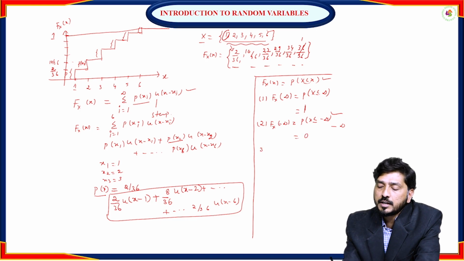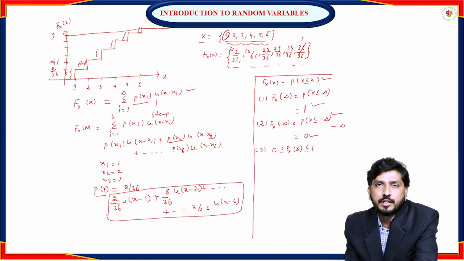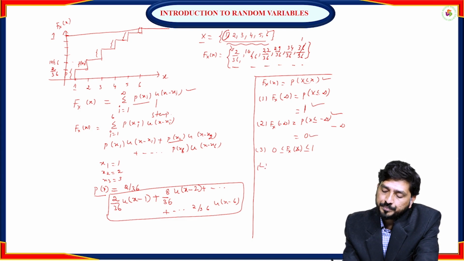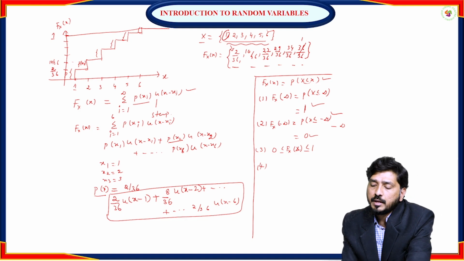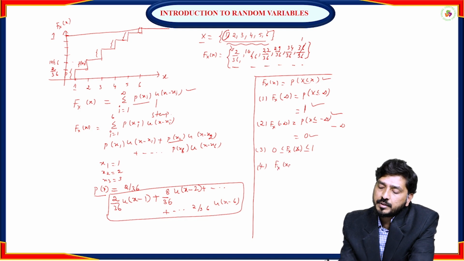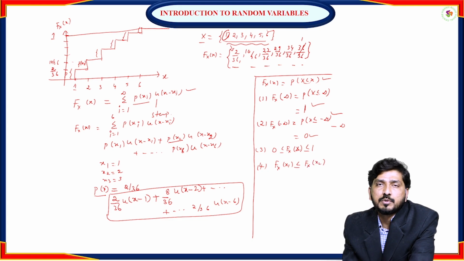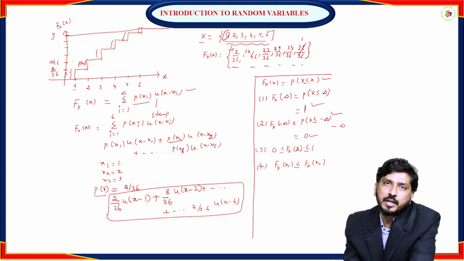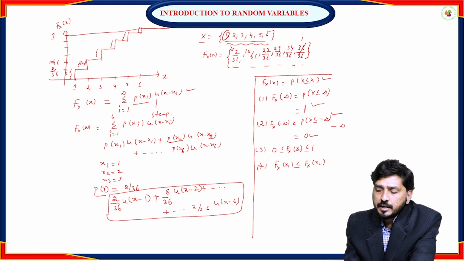So overall, the distribution function lies between 0 and 1. This is the third property: the maximum value is 1 and the least value is 0. Now the fourth property: Fx of x1, the first element, is all the time less than or equal to the distribution Fx of x2, where x1 is less than x2, or x2 is greater than x1.